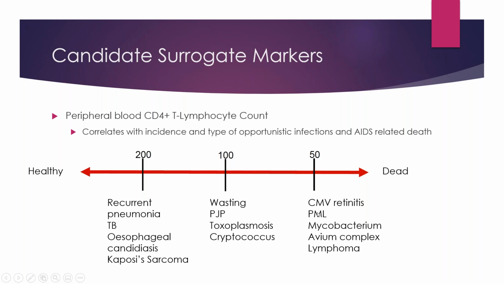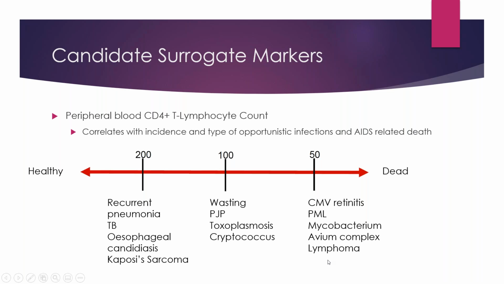Below 50, they started to see evidence of other viral infections, which are normally contained by an active immune system, including cytomegalovirus retinitis, which is a disease which untreated will lead to blindness, progressive multifocal leukoencephalopathy, which causes a dementia-like illness in the brain, and Mycobacterium avium complex, which is an opportunistic form of the tubercular bacillus, which can be acquired from aviary birds.